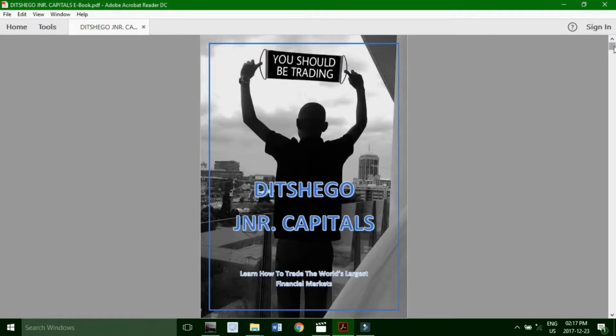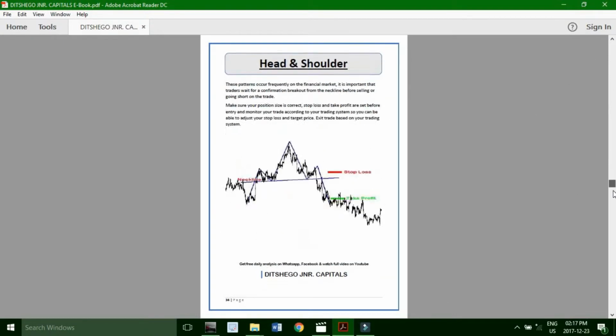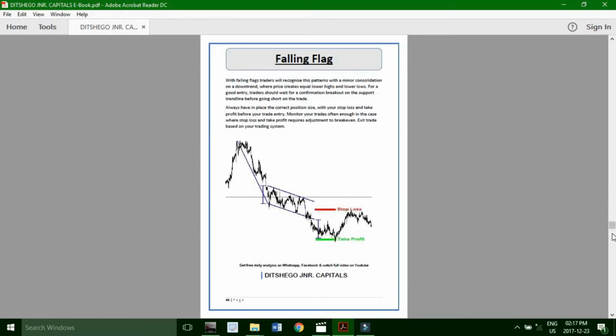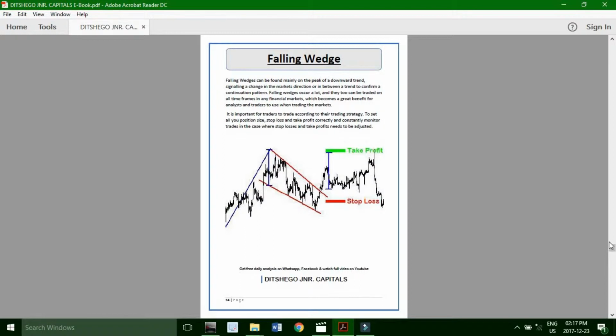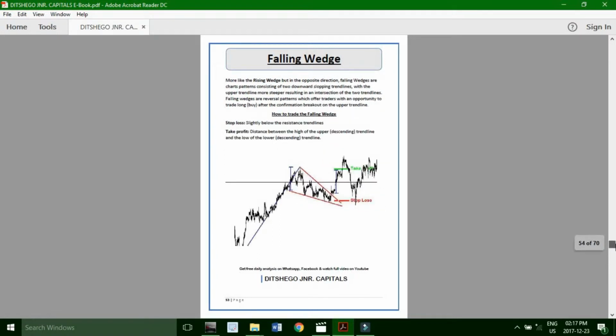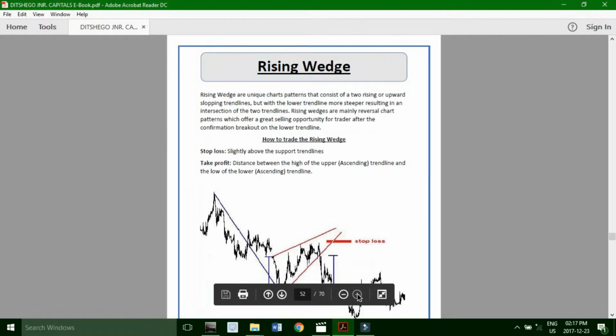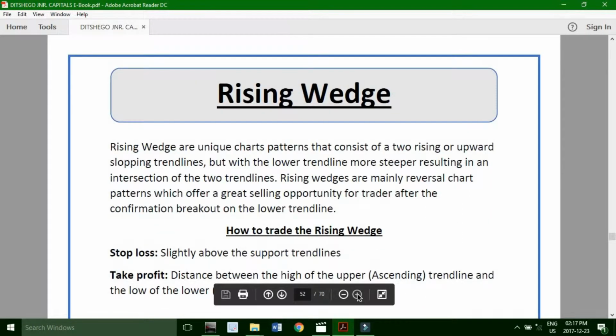So yeah guys, as we head into the rising wedge, where is the rising wedge? Oh yeah, got it now. Let me increase so that you guys can be able to see and read.